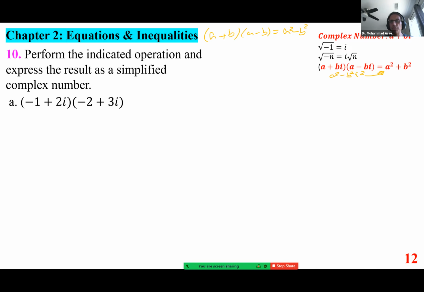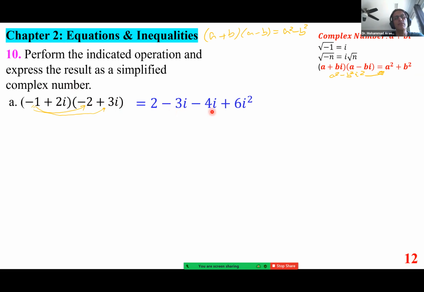So to add them up, just imagine i is x and do the math. So to multiply. So -1 multiplied by -2, you get 2. In other words, distribute class. Do the foiling. -1 times 3i is -3i. Negative plus 2i times -2 is -4i. Plus 2i times 3i is 6i squared.